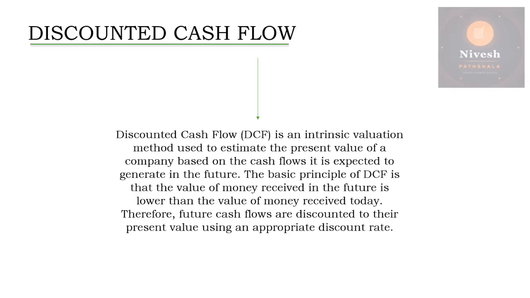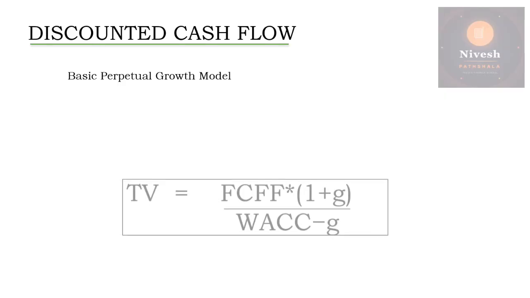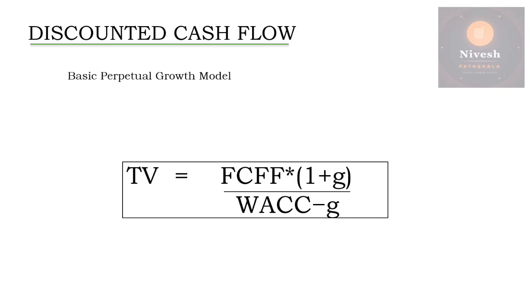Okay. So there are a total of 7 to 8 steps to find DCF, but today we will discuss the formula which is normally used in every DCF model, which is the basic perpetual growth model. It's a normal model used in every discounted cash flow. So this is the formula. Don't be scared, it is a very easy formula. TV equals FCFF times (1 plus G) divided by (WACC minus G).